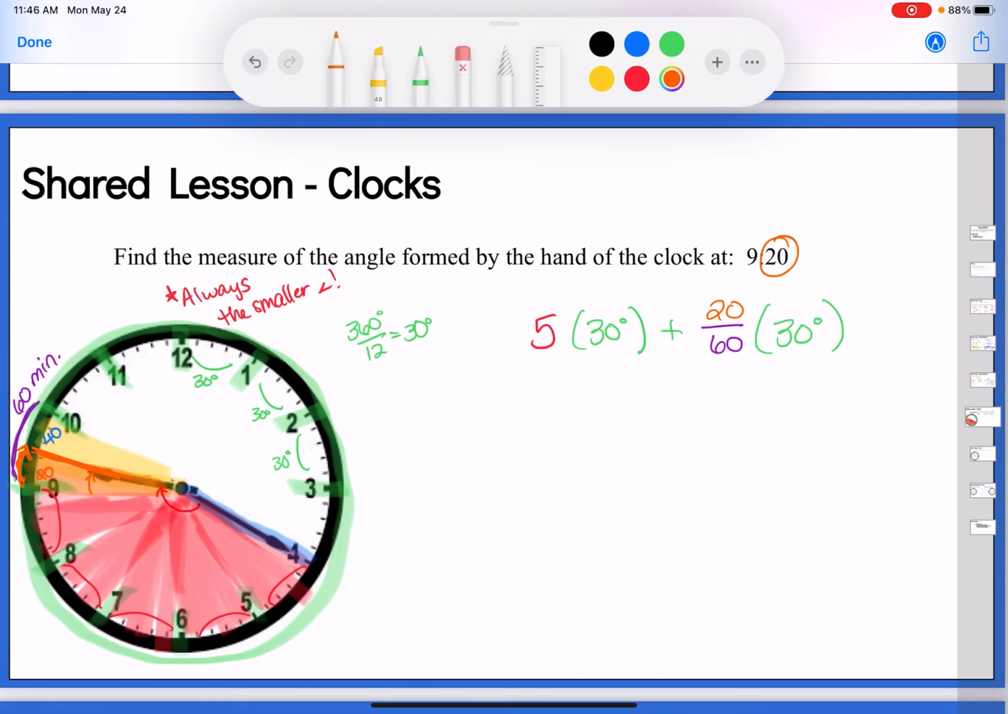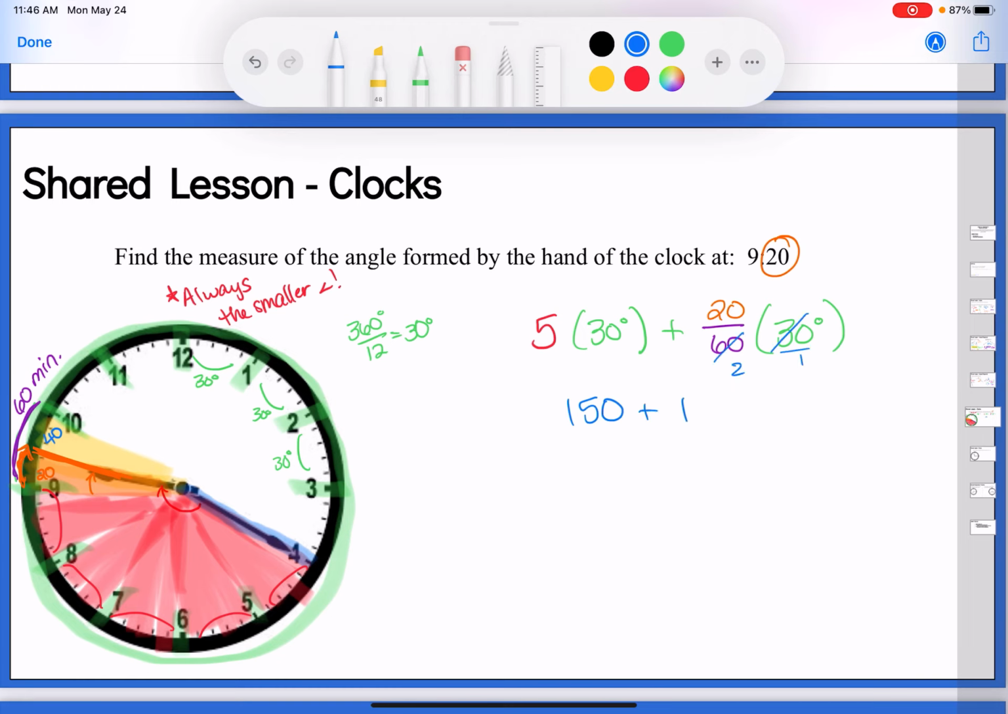Okay, now I just need to actually multiply it up. So 5 times 30 gives me 150 degrees from here. 20 over 60 times 30, I'm going to do a little canceling here. This is really like 30 over 1. So this will cancel, and this will give me a 2. So 20 divided by 2 is 10. So I've got 150 plus 10, which gives me 160 degrees.